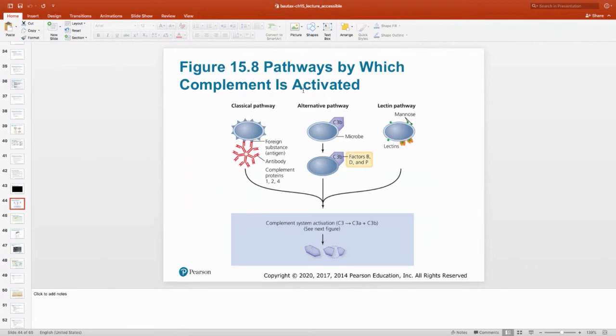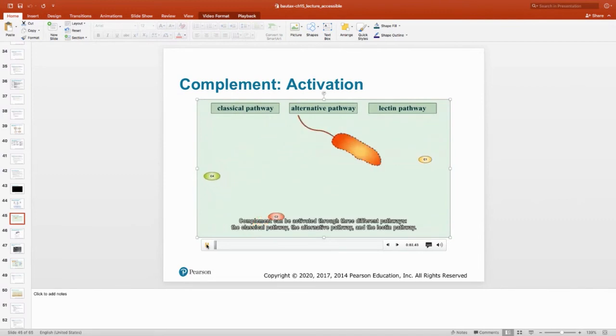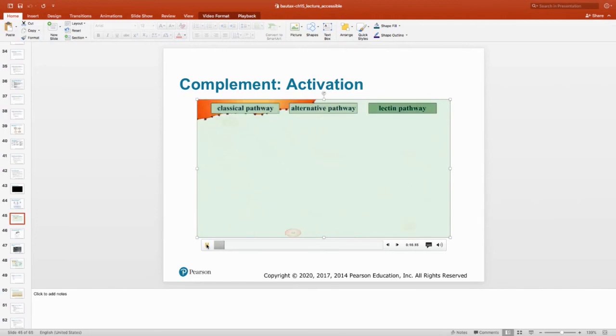So there are several pathways by which complement's activated. We've got the classical pathway, an alternative pathway, and then the lectin pathway. So let's take a look at these. Complement can be activated through 3 different pathways: the classical pathway, the alternative pathway, and the lectin pathway.